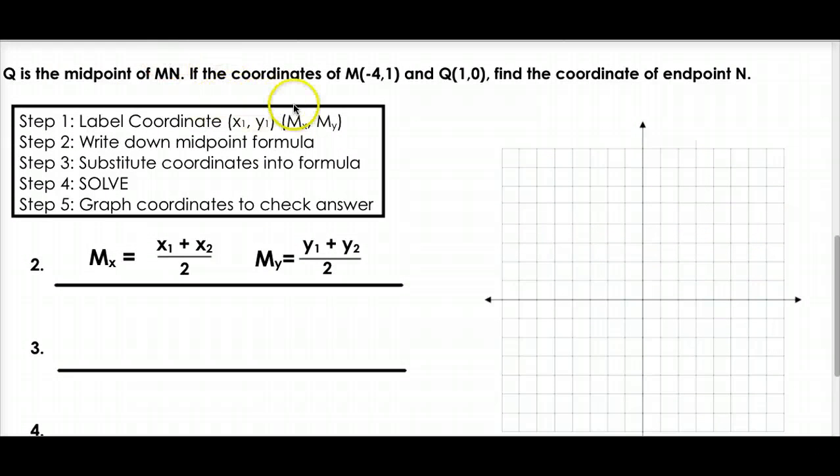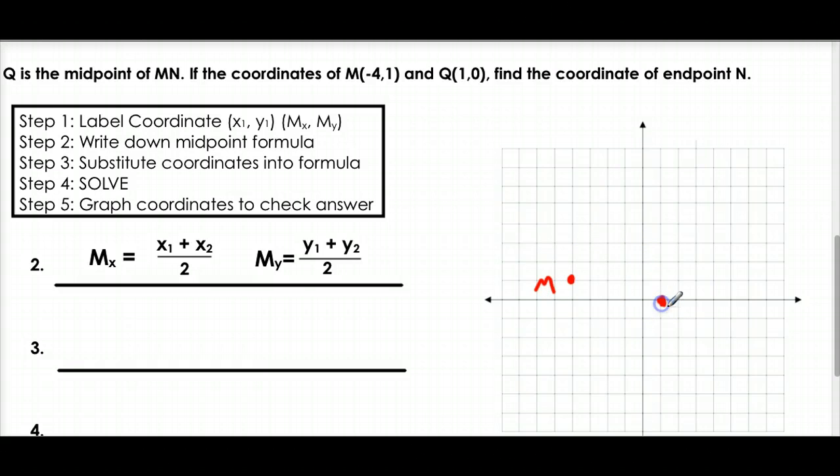Q is the midpoint of MN. If the coordinates of M are negative 4, 1, and Q is 1, 0, find the coordinate of endpoint N. So let's look at this visually first. I'm going to actually start by graphing. M is negative 4, 1, which is right here, and that's point M. And our other point is Q, which is 1, 0, which is right here.